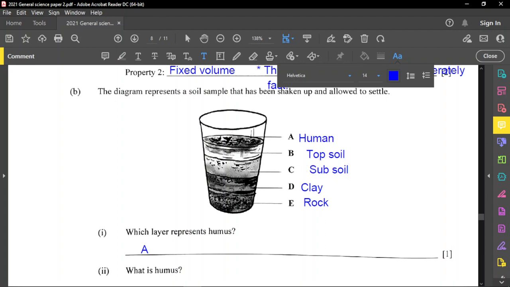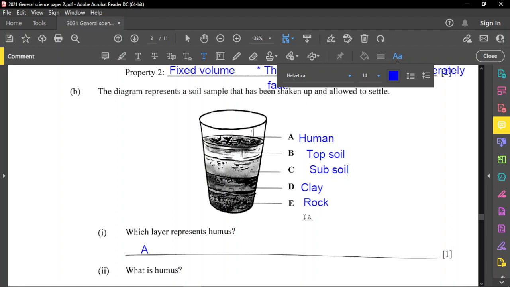Some soil you only have like three different layers, not four. So it depends. But just in case you see this one, how many is this? Five. The humus on top, topsoil, subsoil, clay, and then you have your rocks or your sediments. Again, it could be sand. All right, so please study this diagram.